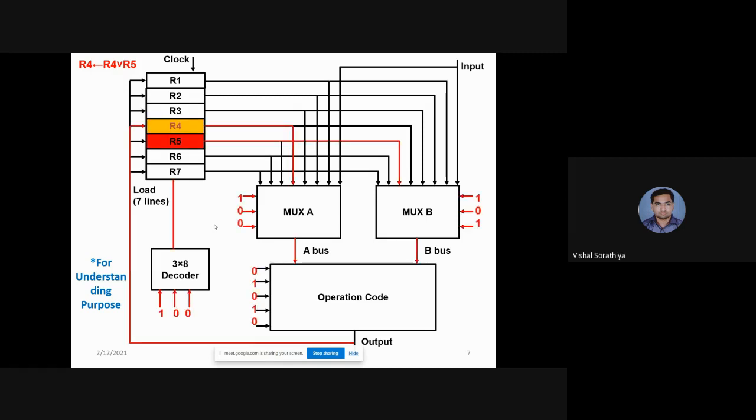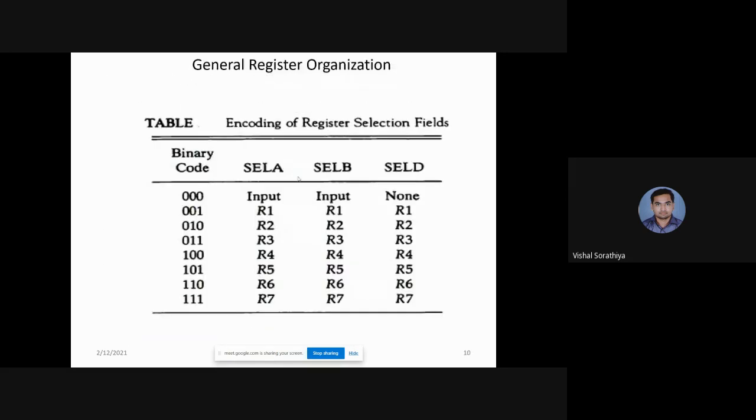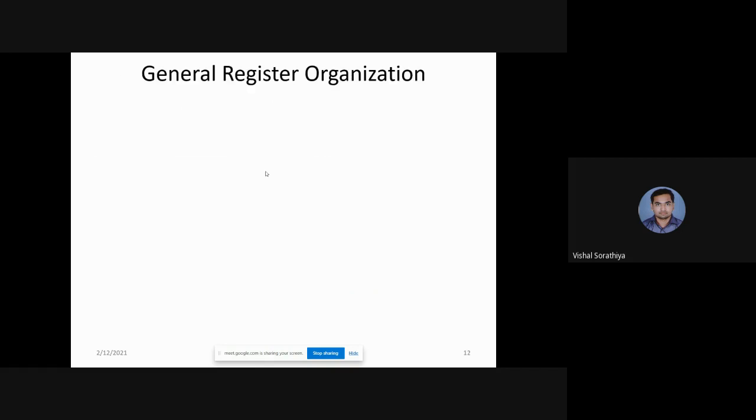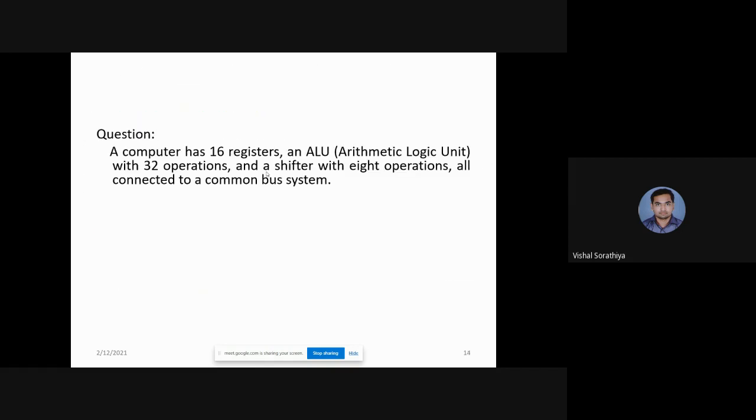The example was to design the binary code, the related register sequence table, as well as the ALU operation. We did that exercise for a question with 16 registers and 32 operations offered by the ALU, plus one shifter block with 8 operations, and how we can design the table for that.